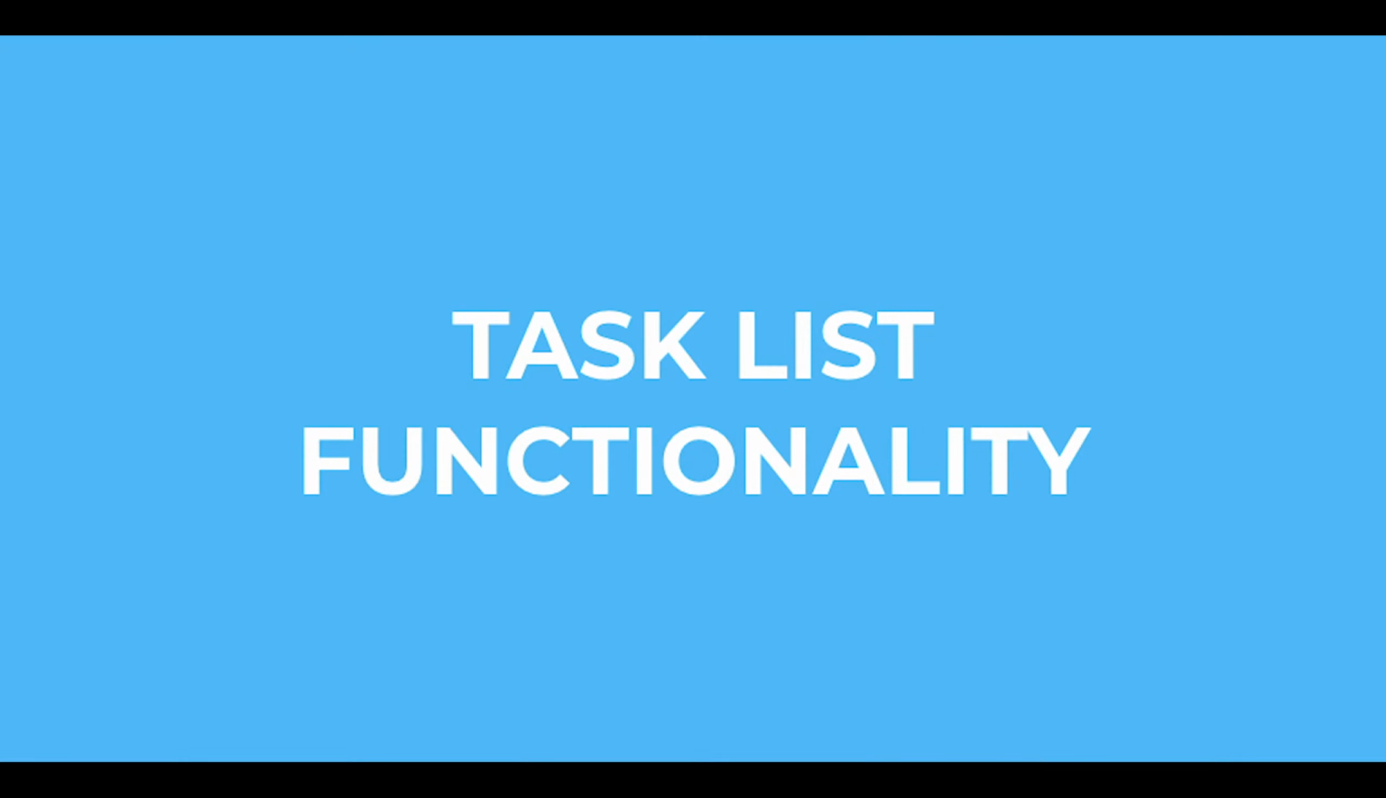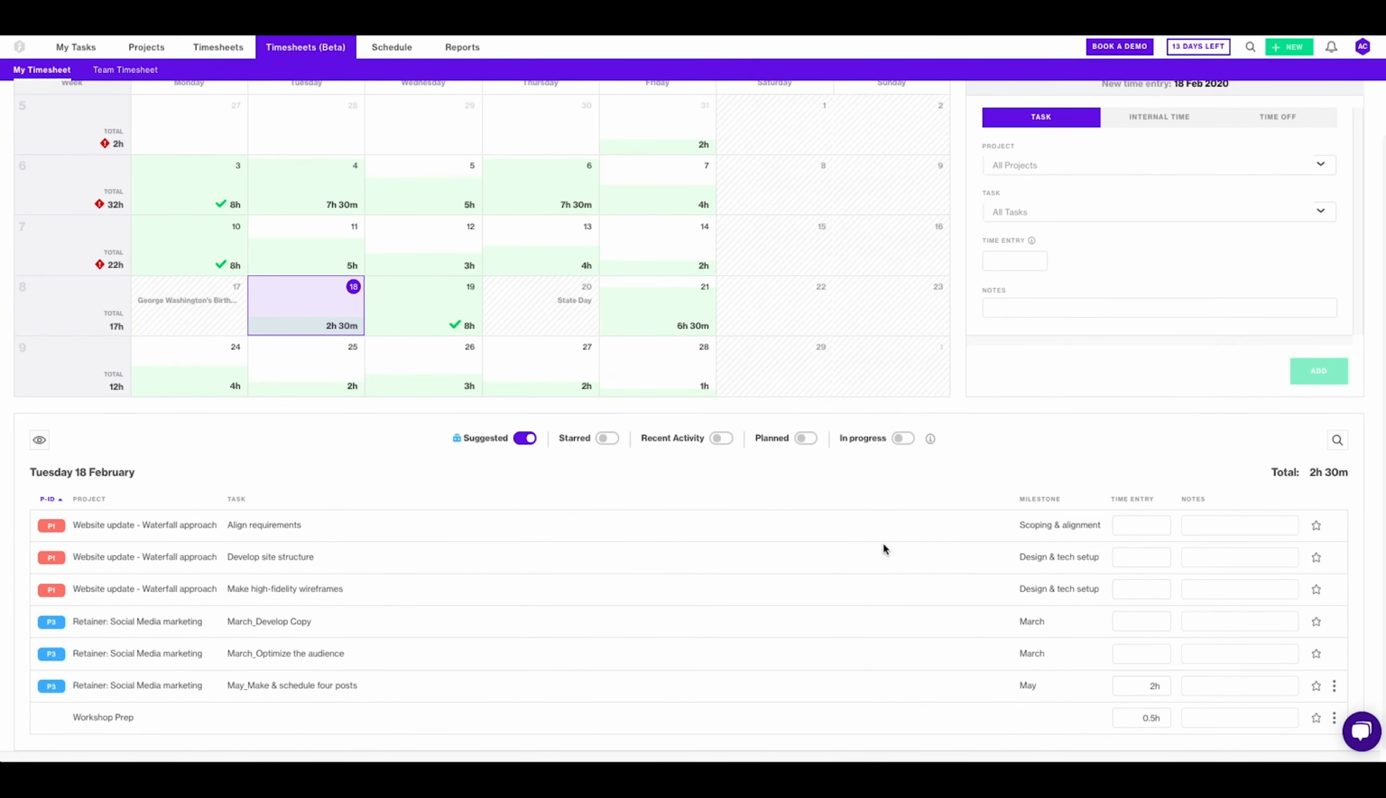Let's jump down to the task list section. Each task has its own row, and within the row you'll find a time entry field, a notes section, and you can also choose to star a task from here. If you happen to have many tasks running within a given period, you can search for them here. You can also click on the Show and Hide button to display more task information if you want.